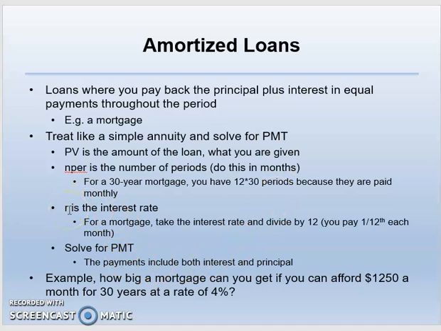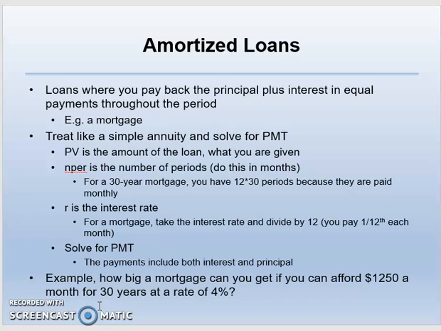R is the interest rate, but it's normally expressed as an annual interest rate, annual percentage rate. Right? We talked about that. Well, that annual rate needs to be converted to a monthly rate. So we take the interest rate and divide by 12 to get the interest rate for each period. And then we solve for the payment. Now the payments, as I said, every time you pay that monthly amount is going to be interest and principal.